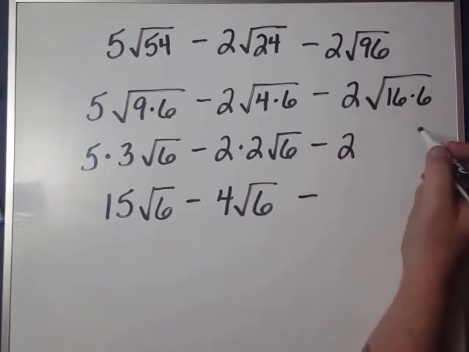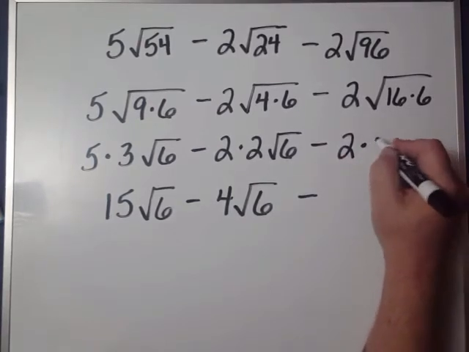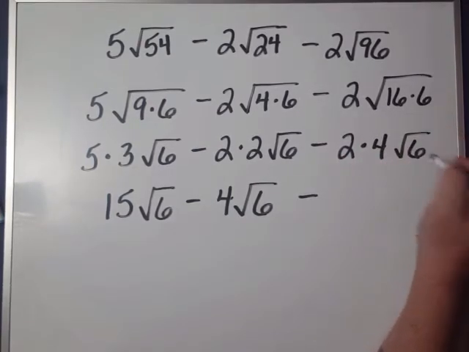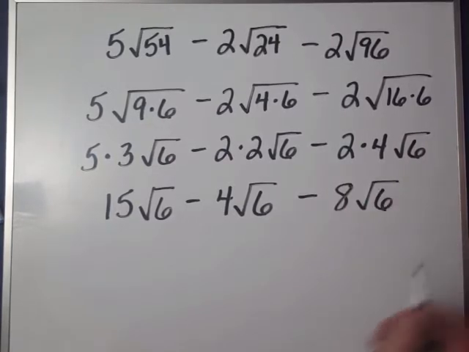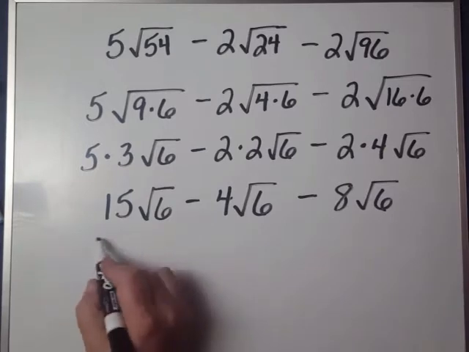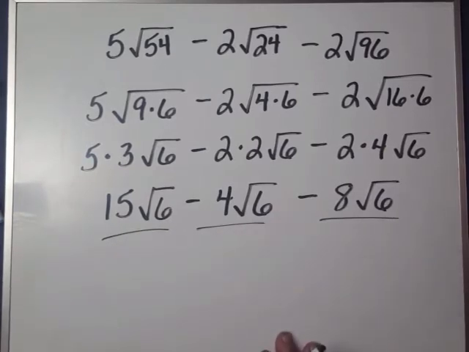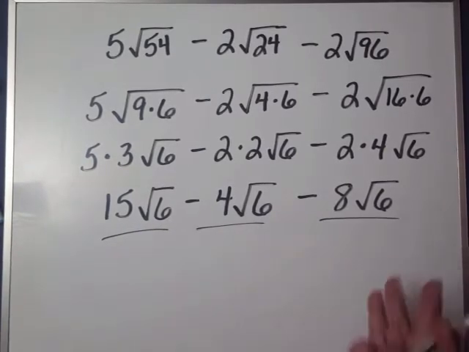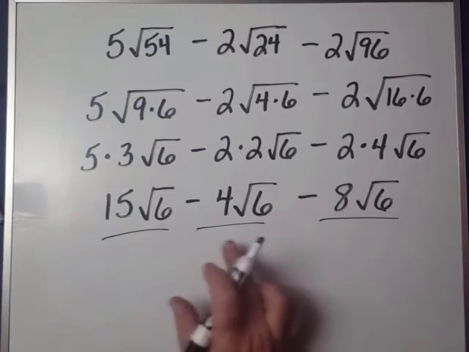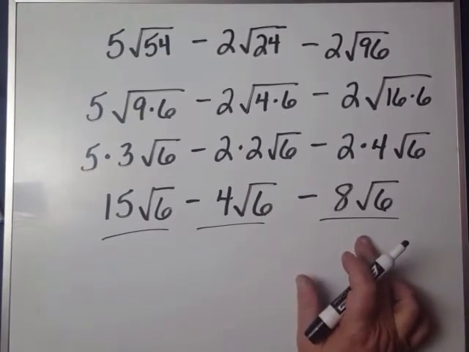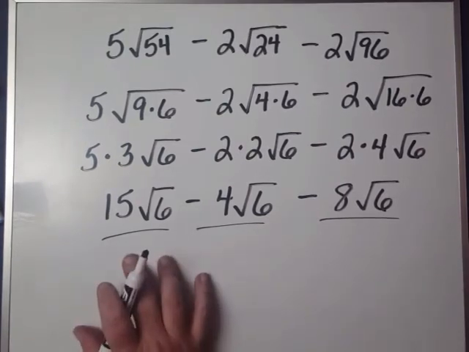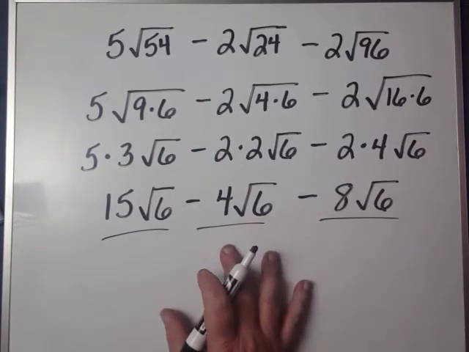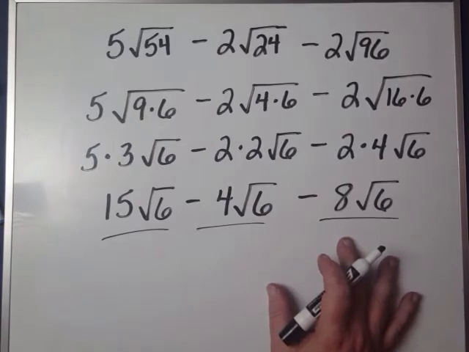We've got our floating 2. Square root of 16 is 4. And the 6 is stuck inside. This gives me 8 square roots of 6. Well, these are all like radical terms. This is just like working out a problem 15x minus 4x minus 8x. Except instead of x, these are square roots of 6. 15 square roots of 6 minus 4 square roots of 6 minus 8 square roots of 6.